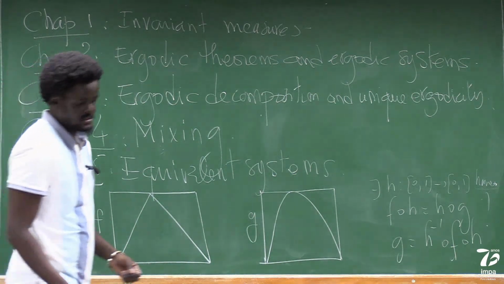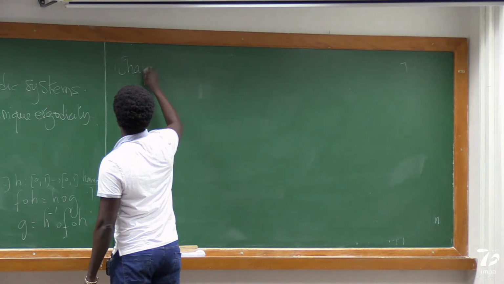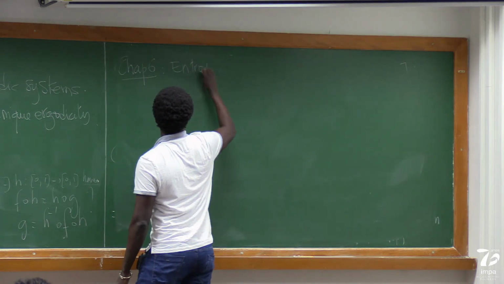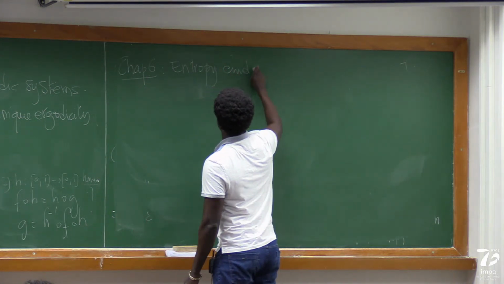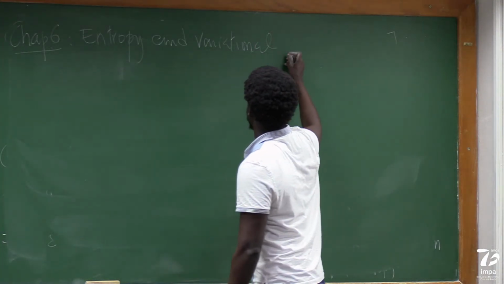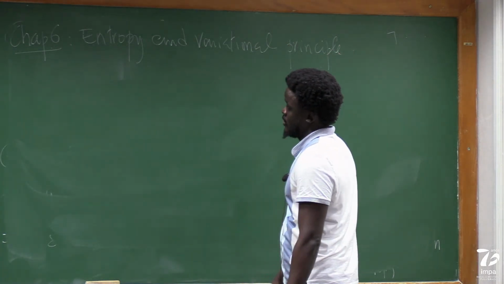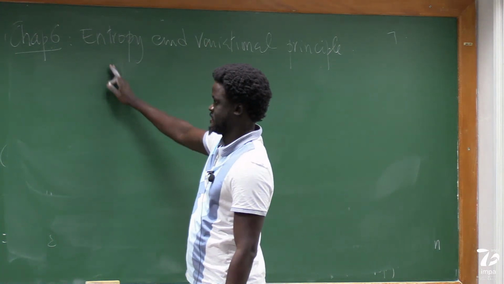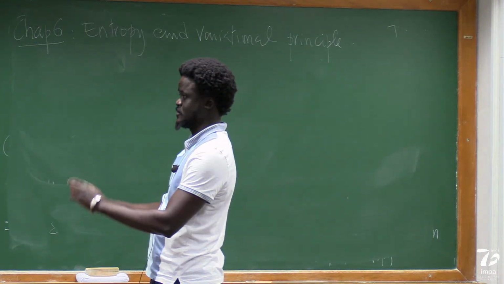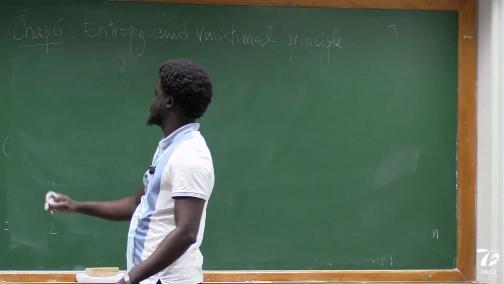Yeah, we will see entropy and variational principle in chapter 6. Okay, we will define the entropy and its properties and also prove the variational principle, which is that the topological entropy is realized as the supremum of the metric entropies.